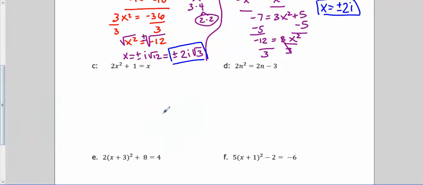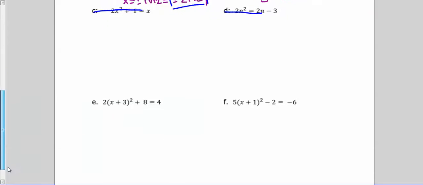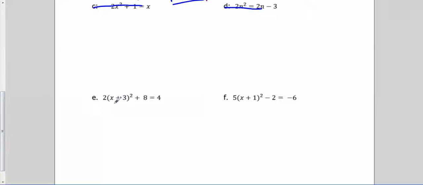Okay. Problems down here, these are problems that we're going to solve with a quadratic formula, so I'm going to save those for another day. And we're going to skip ahead to problem E. In problem E, you have a square, so we're going to solve with a square root again. It's a little bit different, though, because you have a binomial in the square. So we're going to isolate this square by subtracting the 8.